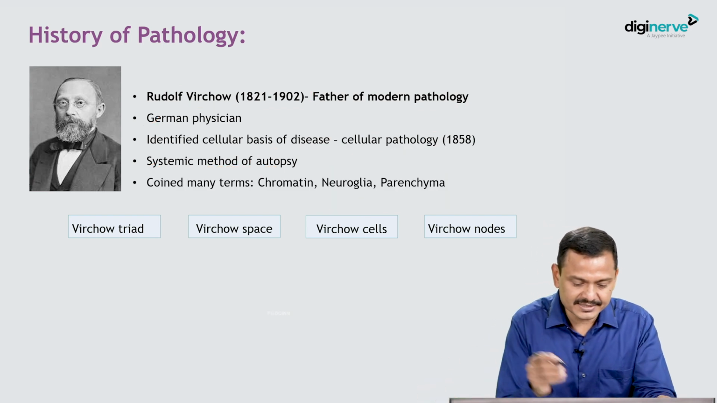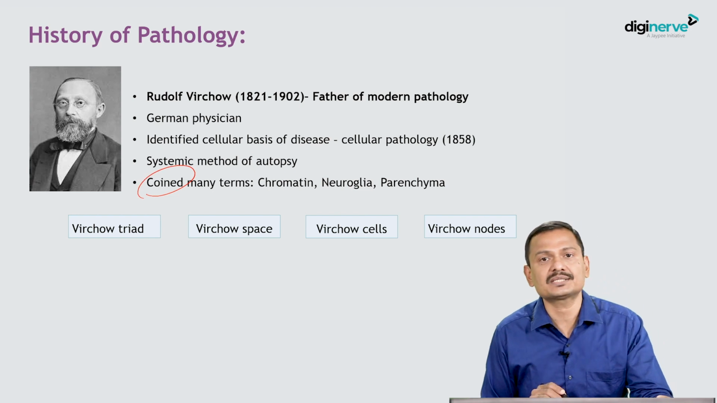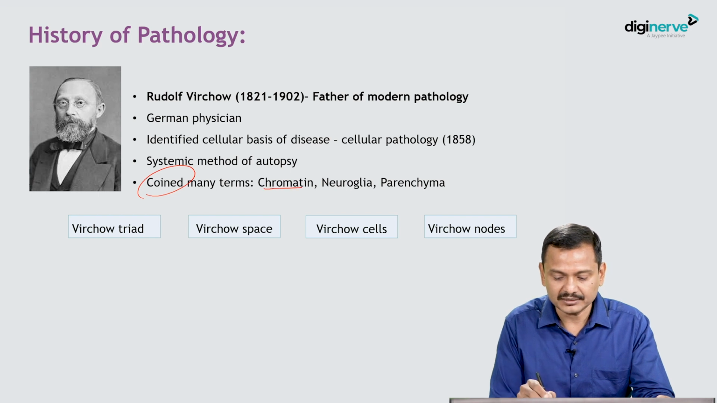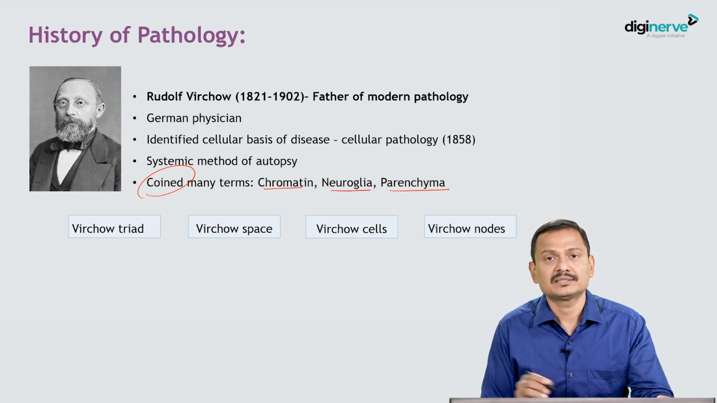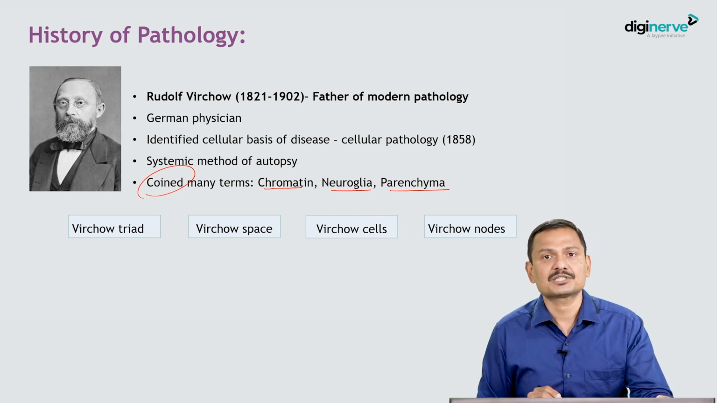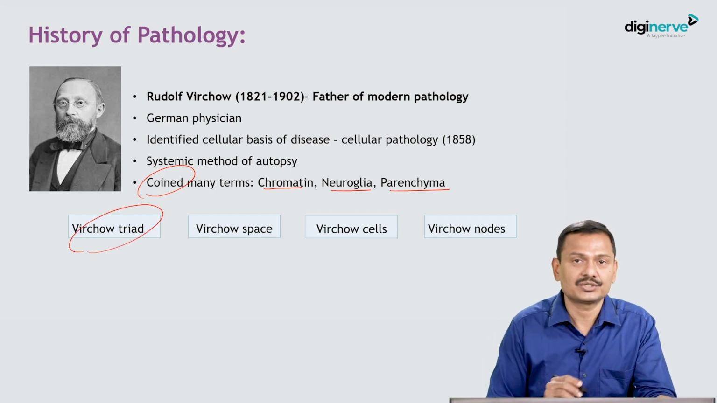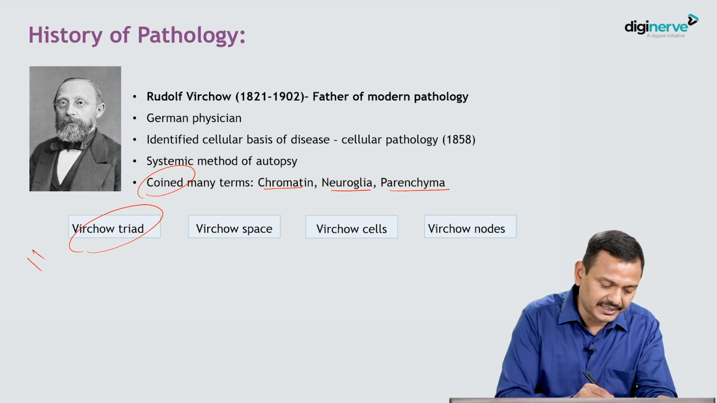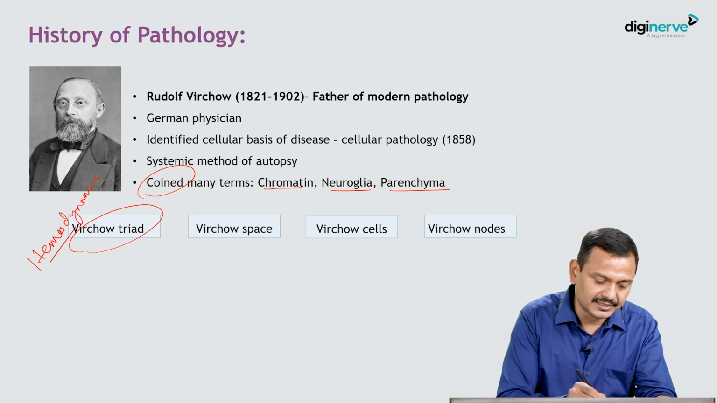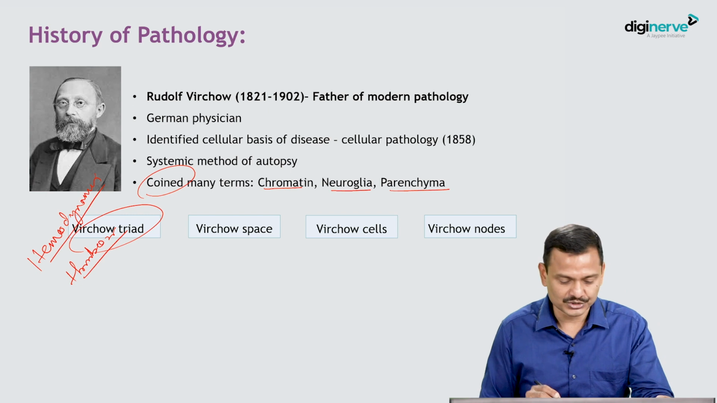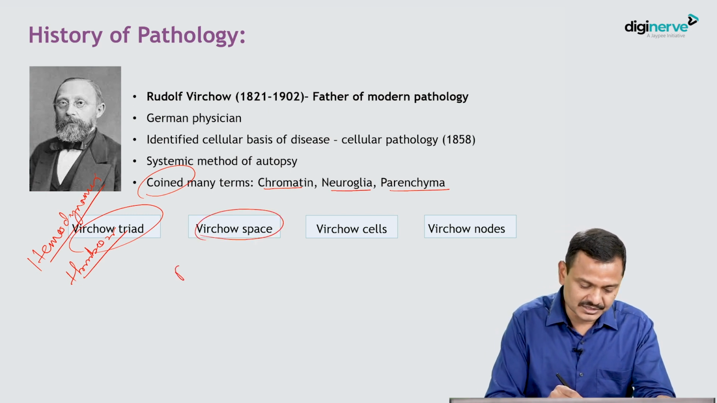Okay, next he coined many terms, or you can say many of the terminologies were started by him, like chromatin, neuroglia, parenchyma. This is in brief, I have mentioned 2-3. There are numerous terms that this famous personality has coined. Okay, now what is Virchow's triad? Now Virchow's triad you will be reading more in the hemodynamic chapter when we will be discussing thrombosis.